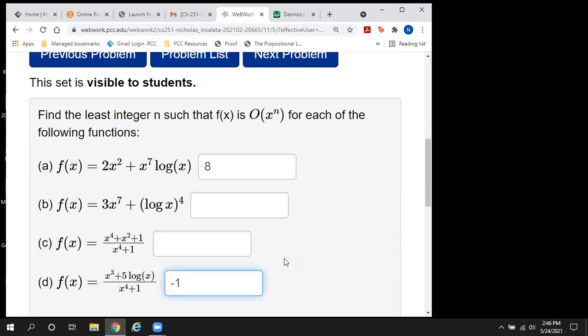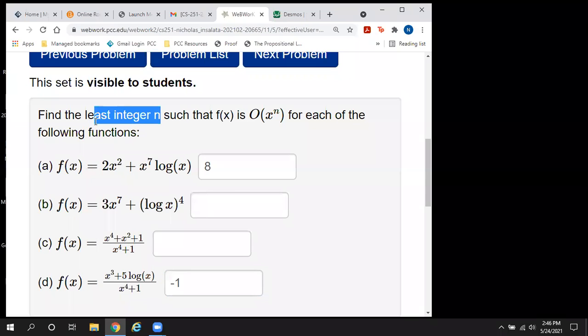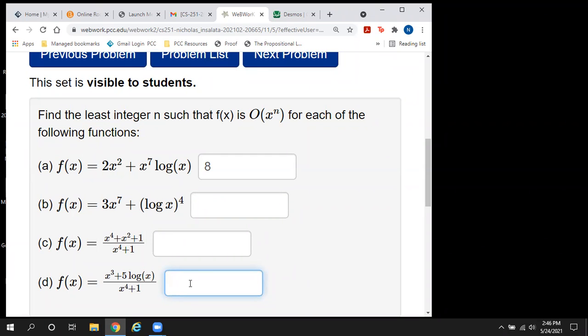Okay, so if we weren't trying to find the least integer n, we could also say x to the 0 or x squared. Those are all upper bounds as well. A lower bound on this would be x to the -2. That would be a lower bound, right? 1 over x squared would be a lower bound on this, right? But if we want the least upper bound, that would be -1. So 0 would be an upper bound, but it wouldn't be the least upper bound. Does that help?